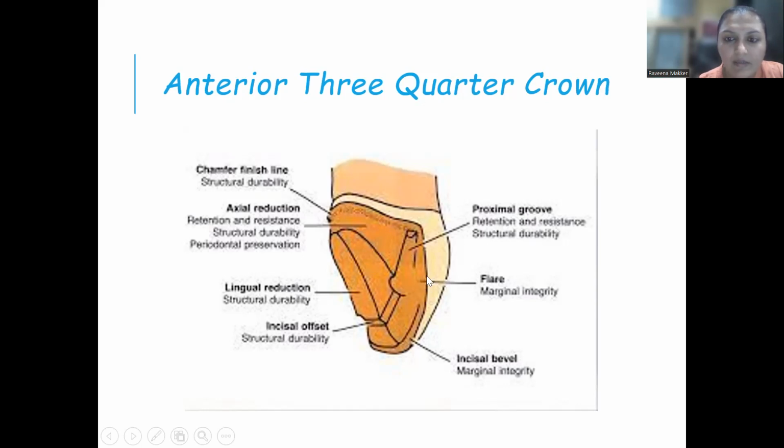Then connecting these two grooves is the incisal offset, just like the occlusal offset, which is the ledge connecting the two grooves. Then incisal bevel is placed on the lingual incline. Then this is the proximal flare, that is a flat geometric plane. The facial wall of the groove is extended facially to create this flare.